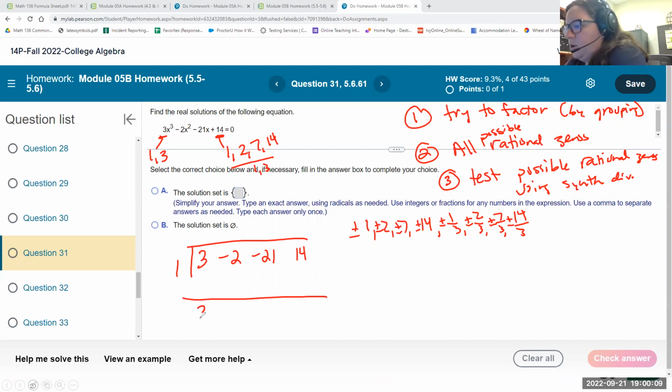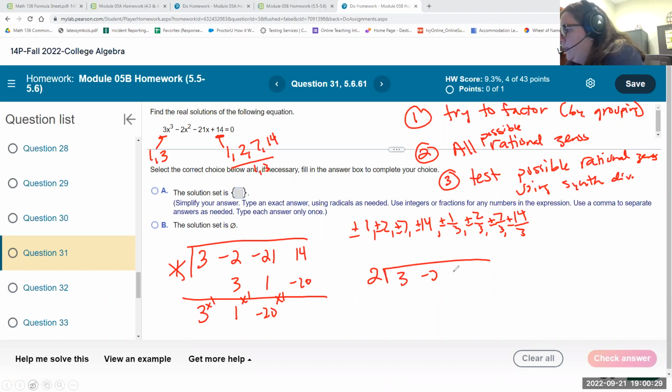And so I drop down the first coefficient, multiply, add, multiply, add, multiply. I can tell this doesn't work. So I know +1 is not a 0. I'm going to try +2. So drop down, multiply, add, multiply, add, multiply. That did not work. So 2 doesn't work.